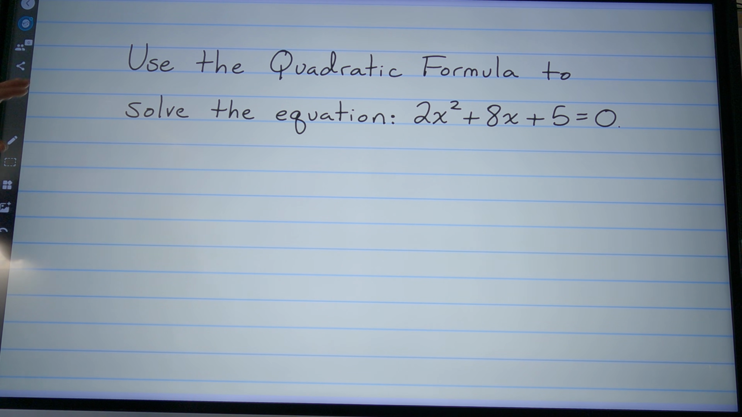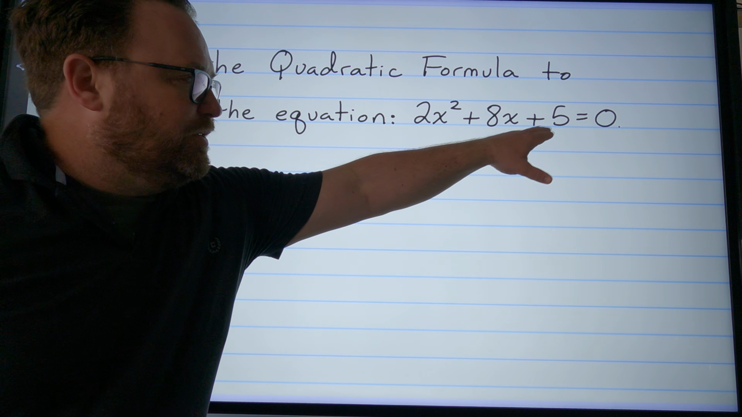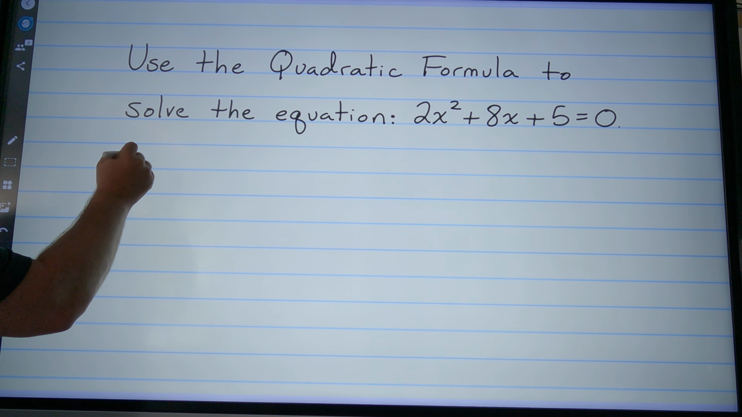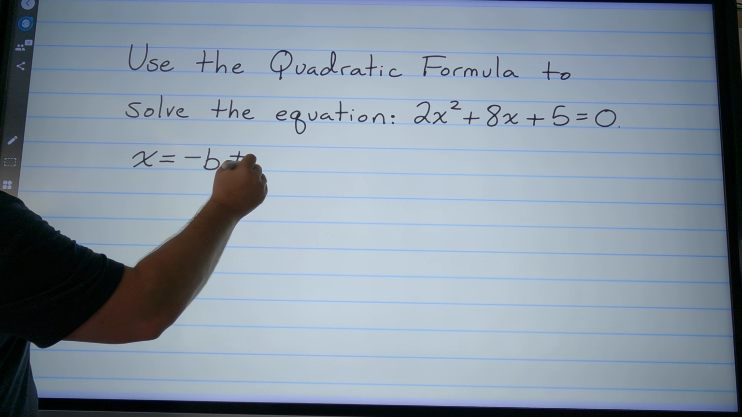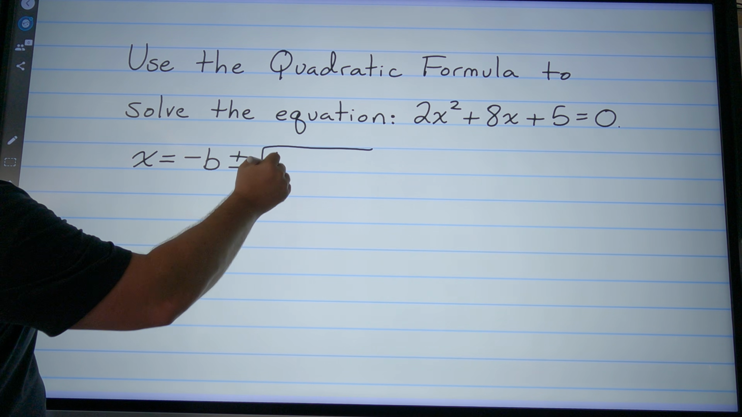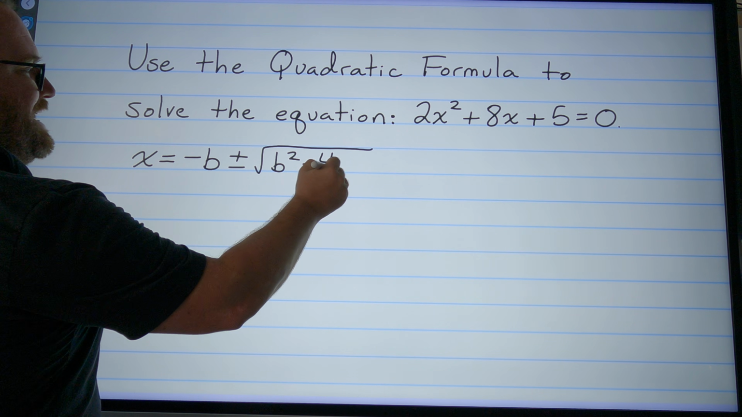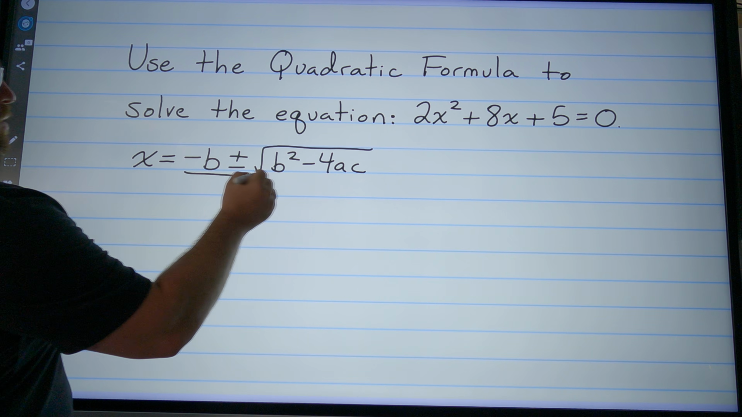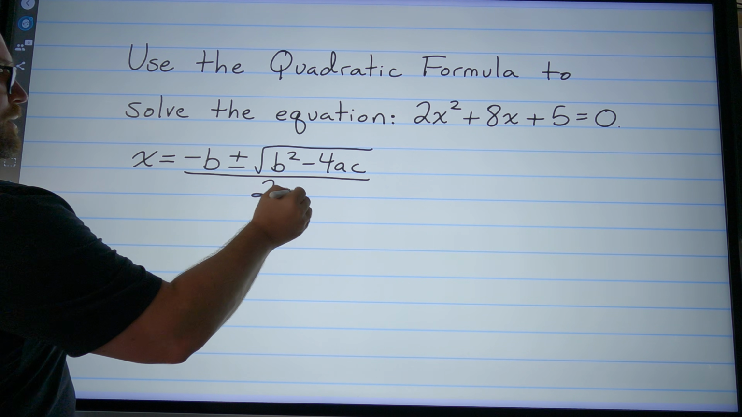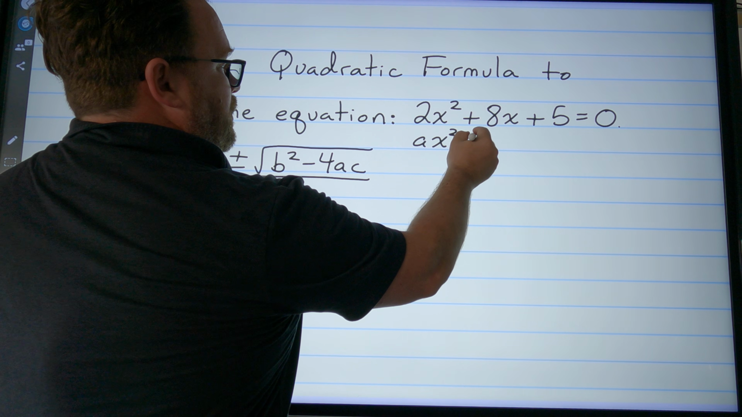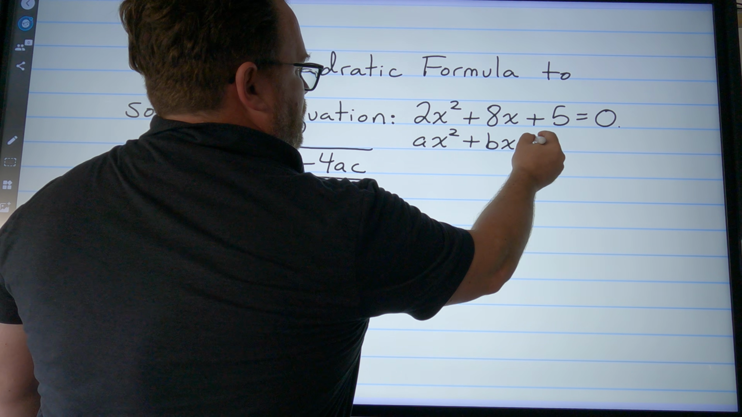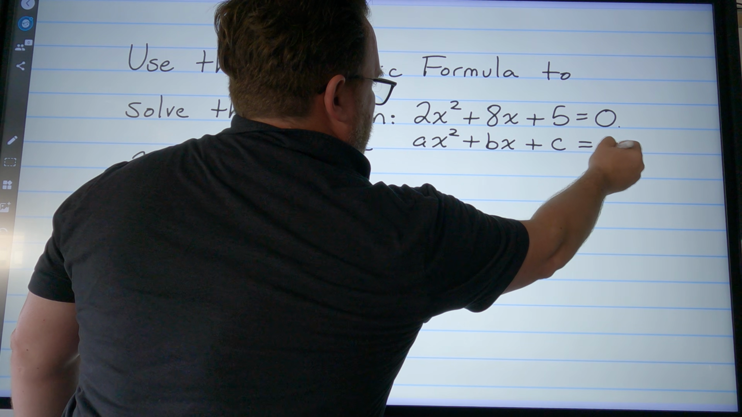All right, in this problem, we're going to use the quadratic formula to solve the equation 2x squared plus 8x plus 5 equals 0. The quadratic formula is x equals negative b plus or minus the square root of the discriminant b squared minus 4ac all over 2a. And that's for quadratics of the form ax squared plus bx plus c is equal to 0.